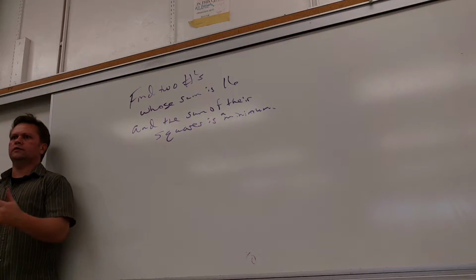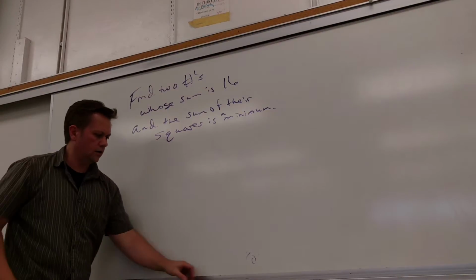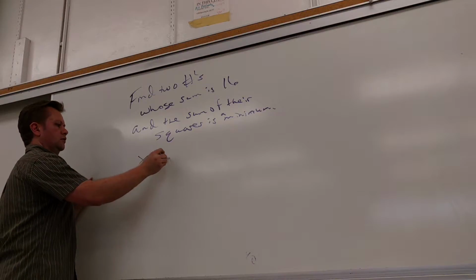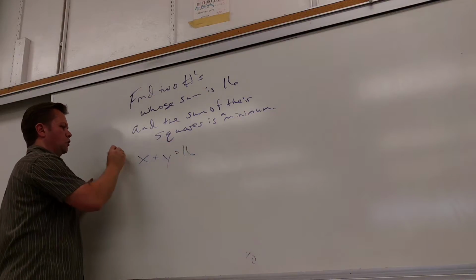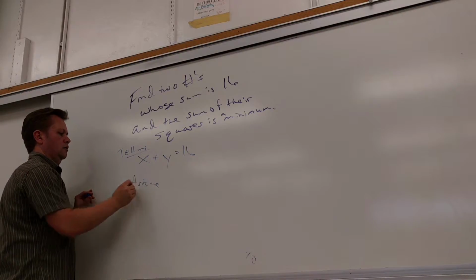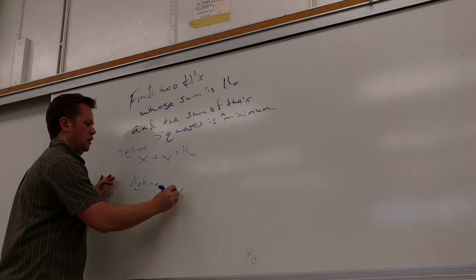Now this is not horrible. You got two numbers, so what are you going to call them? X and Y. What do they have to do? They have to sum to 16. That's what I'm told. Now what am I asked? Minimum. The sum of their squares: X squared plus Y squared.